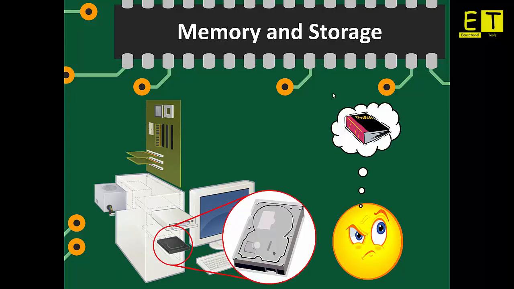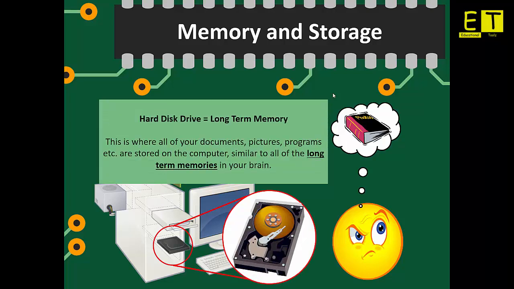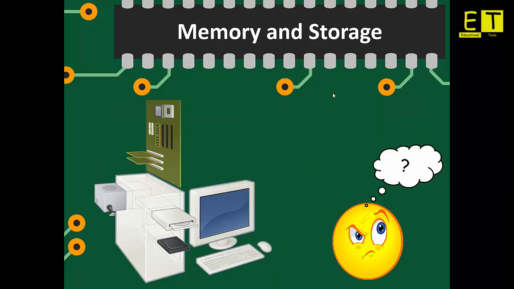Memory and storage. So we have hard disk drive, which is considered to be like our long-term memory. This is where all of your documents, pictures, programs, etc. are stored on the computer, and it's similar to all of the long-term memories in your brain. So whatever you hold and that you can recall, it's the same as that part of your brain.